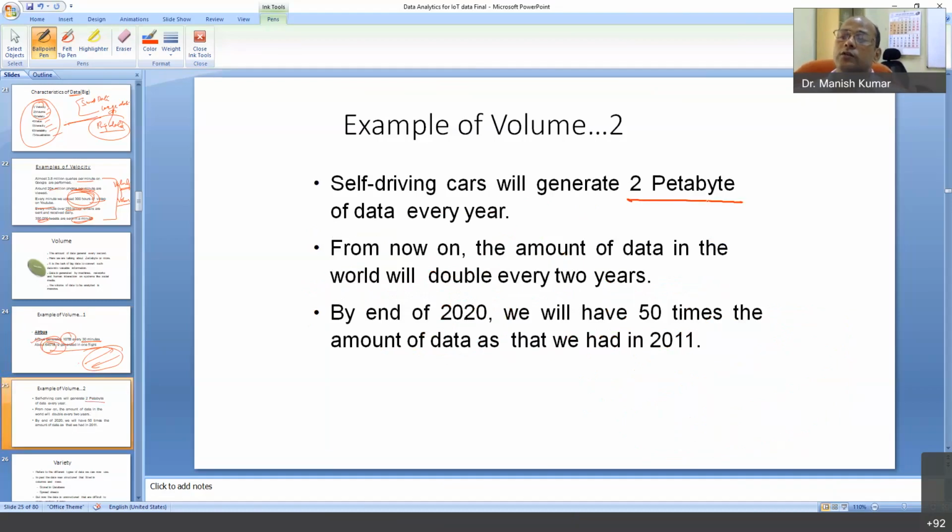Self-driving cars will generate 2 petabytes of data every year. We are in the era of self-driving cars, and these self-driving cars always generate so much data because that data itself will drive that car, because we take actions based on those data. Okay.